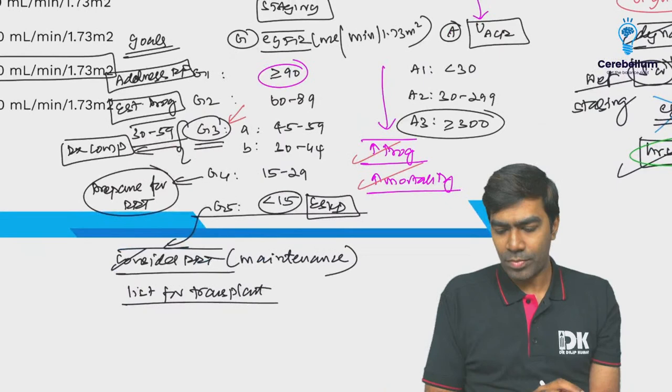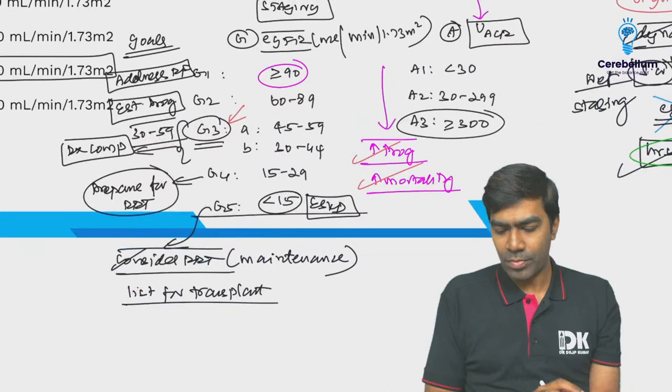The urinary sodium will be less than 20 in pre-renal, whereas here it will be more than 40. The fractional excretion of sodium will be less than 1%, and here it will be more than 2%, but anything more than 1% is significant. The fractional excretion of urea will be less than 35% in pre-renal, and in ATN it will be more than 35%. And something called urine creatinine to plasma creatinine ratio is there. That will be less than 20 in ATN, and more than 40 in pre-renal AKI.